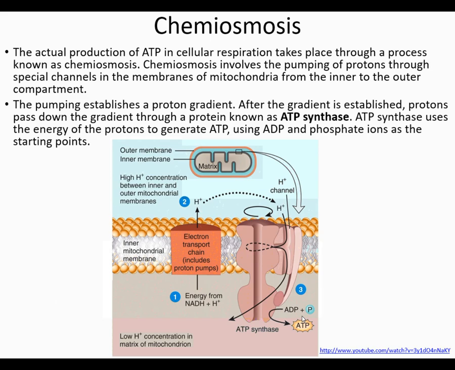Now, the actual production of ATP in cell respiration takes place through a process called chemiosmosis. Okay? It involves that ATP synthase being moved down its concentration gradient from the intermembrane space to the matrix. Okay? Let's finish our video.